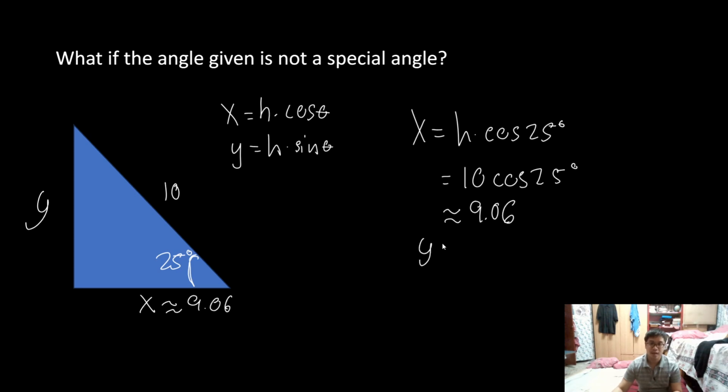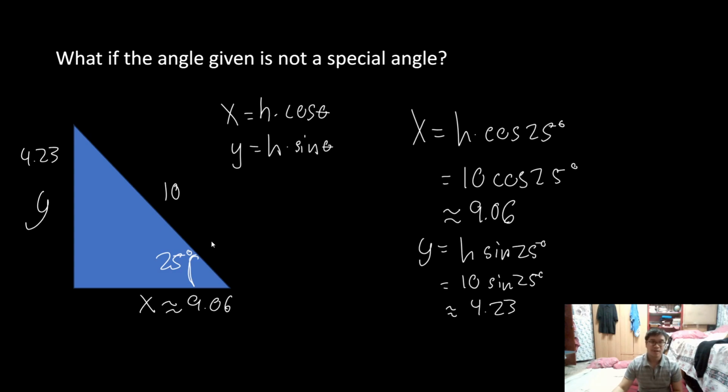Now how about for your y? Your y is hypotenuse times sine of 25 degrees. So this is 10 times sine of 25 degrees. You will be having approximately 4.23 units. Okay? So as you can see, you will not have an exact value, you know?